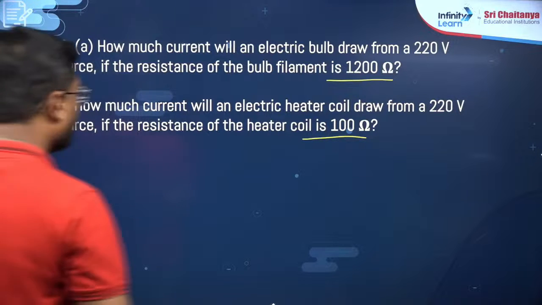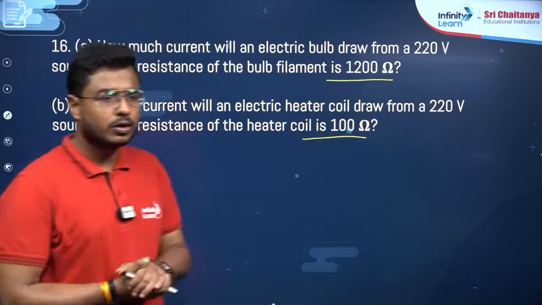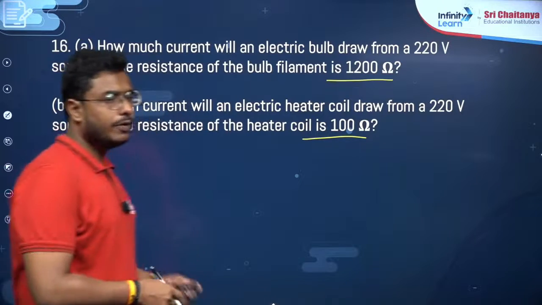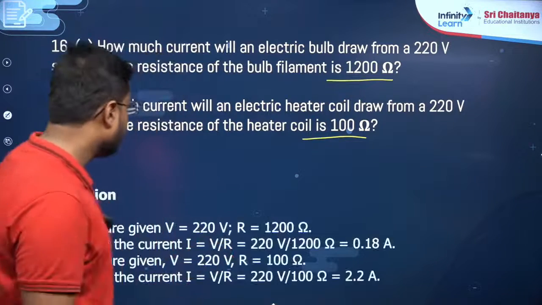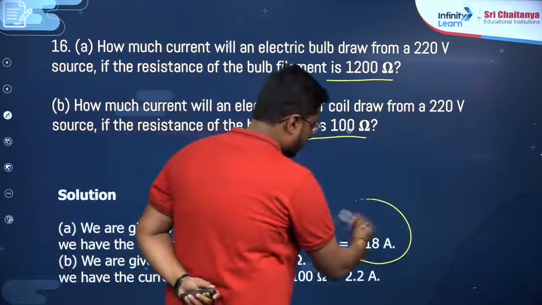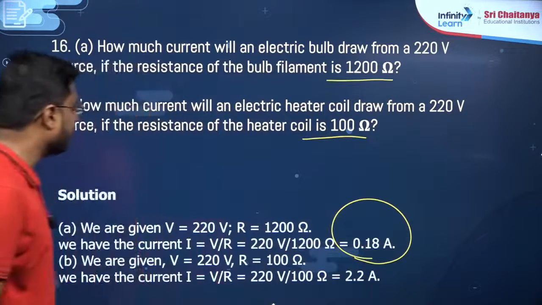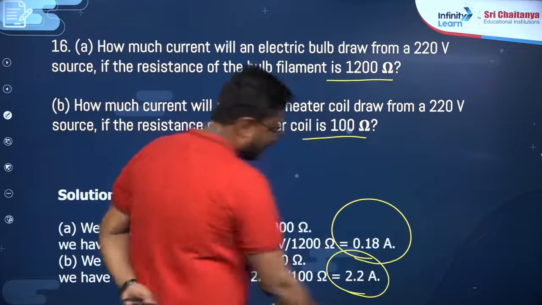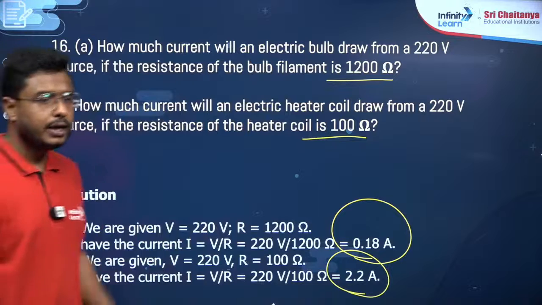Okay, Agrim is saying 220 into 1200. Are you sure? Multiplication or divide? Okay, the division sign it is. Right. So let's see. 220 divided by 1200 will give you 0.18 ampere. And the second one is the same kind of thing. 220 divided by 100 will give you 2.2 ampere. Correct, everyone? Okay, easy question.